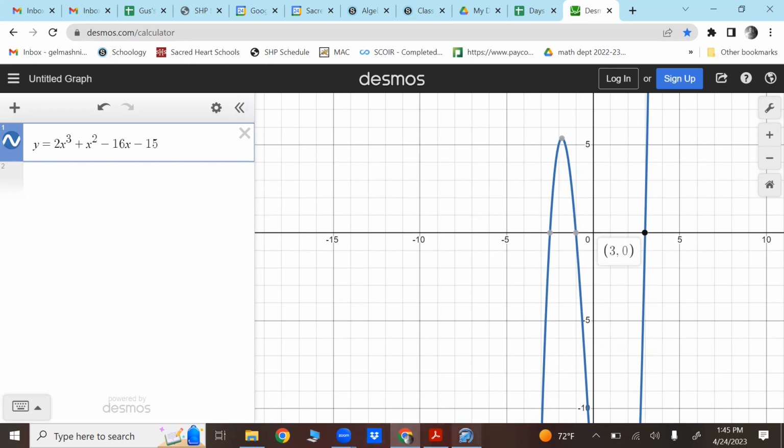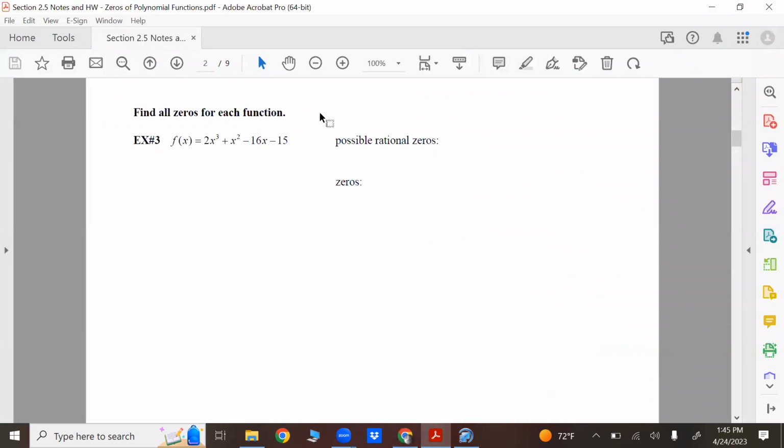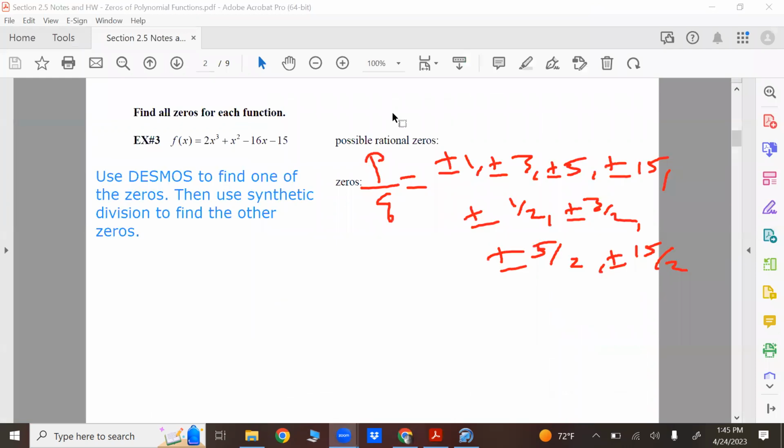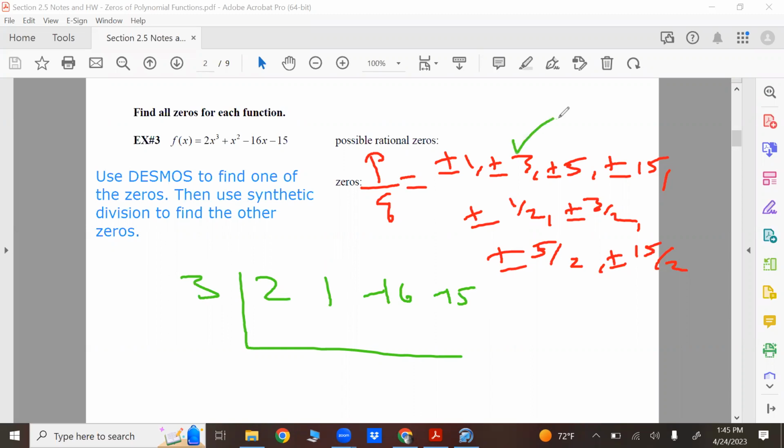So let's do it. Let's go green here. Now this I do want you writing down: 2, 1, negative 16, negative 15. We'll put 3 here. And 3 is definitely a possible rational zero, right?